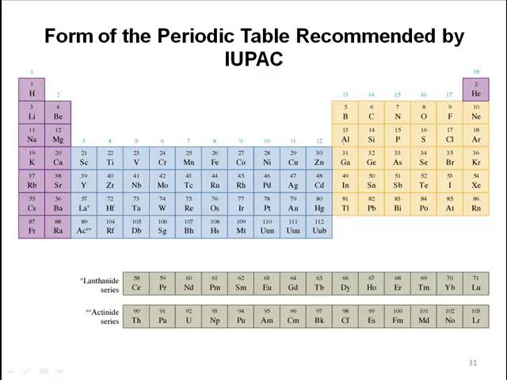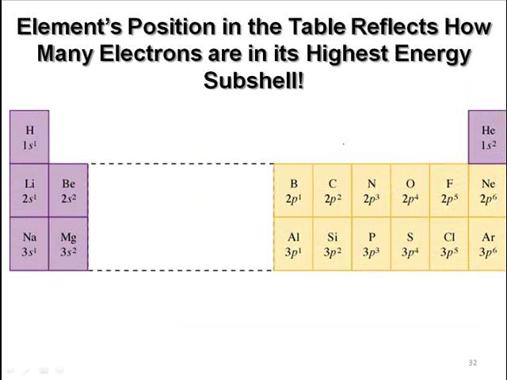In here we see all of these fit together, and all of those are the same color here. So this form of the periodic table relates to the subshells and the shells. An element's position in the table reflects how many electrons are in the highest energy subshell. If you're at magnesium, the very last subshell is going to be 3s2. If you're at chlorine, the last subshell is going to be 3p what? 5.